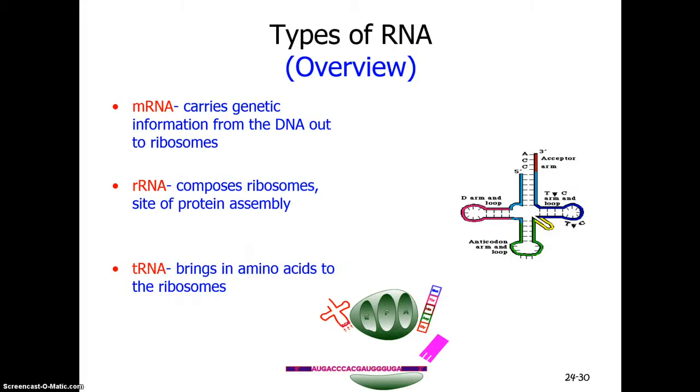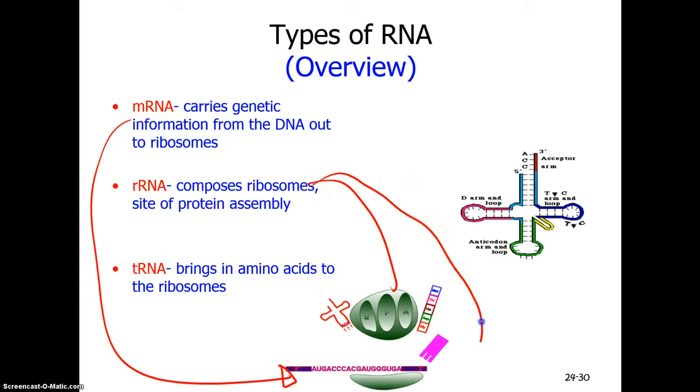Okay, rRNA, or ribosomal RNA, is what ribosomes are made out of, and it is where proteins are being assembled. And then there's tRNA. tRNA brings in amino acids to the ribosome. So if you look here, this little strand here is mRNA. rRNA is going to be the 2 parts of the ribosome. And then tRNA is this funny looking thing here that almost looks like a T.